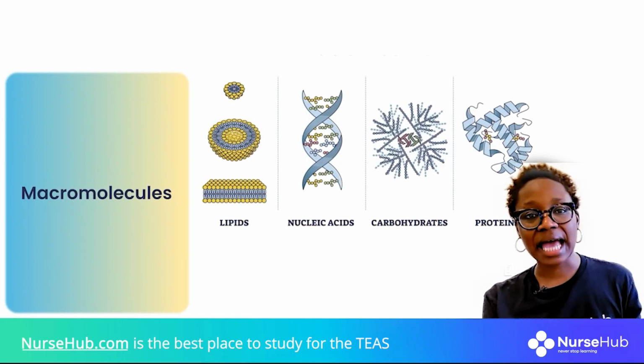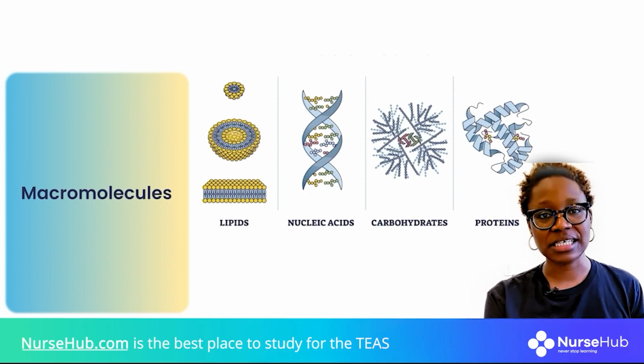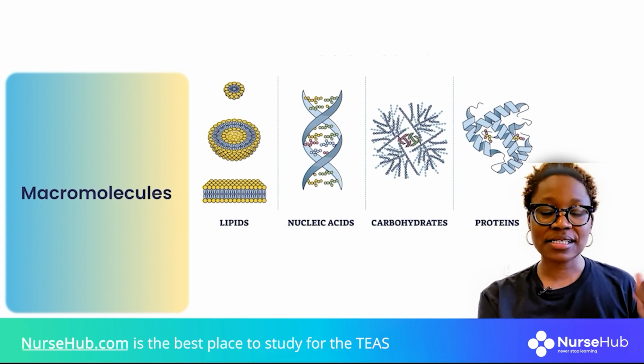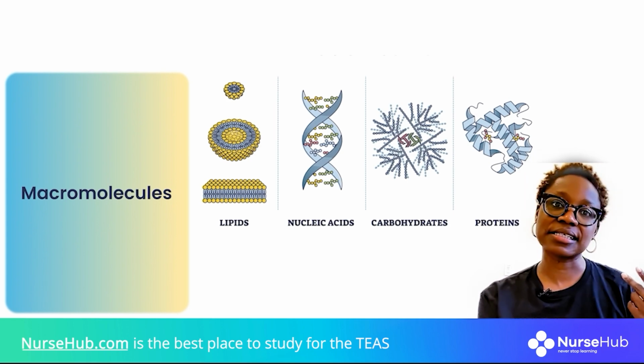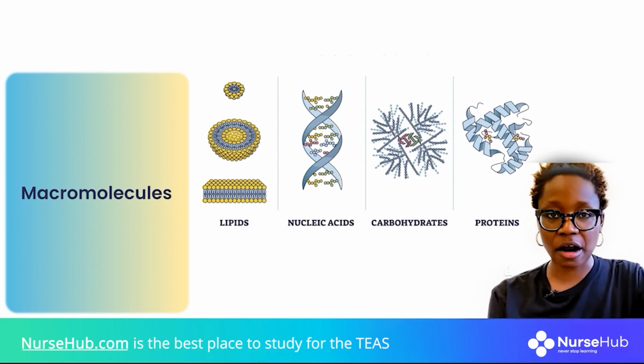There are 4 key types of macromolecules that you're going to need to know to excel on your TEAS bio exams. They are as follows: carbohydrates, proteins, nucleic acids, and lipids. Let's go through each type together. We'll start with carbohydrates.